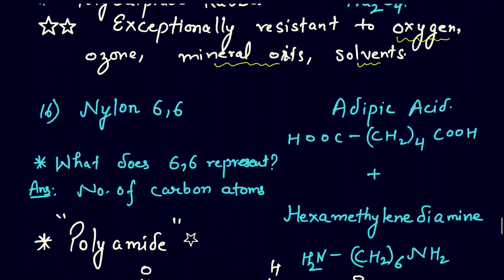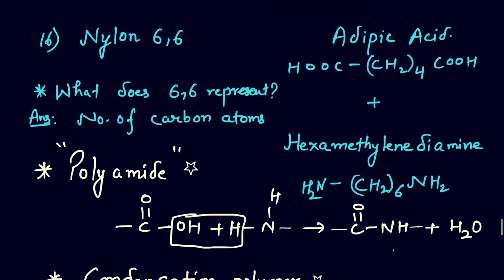Moving on to our next polymer. Our next polymer is nylon 66. Its monomers are adipic acid and hexamethylene diamine. Nylon 66 is very important from an exam point of view.